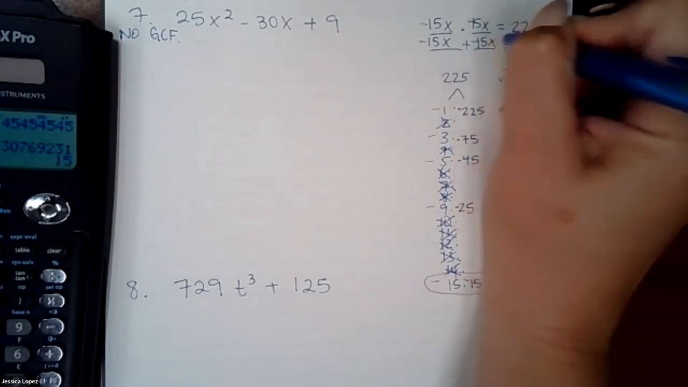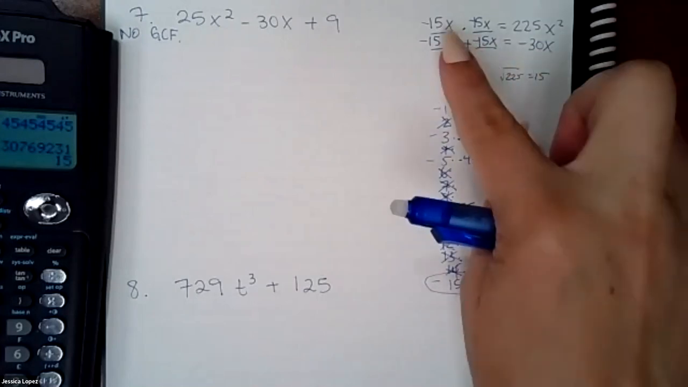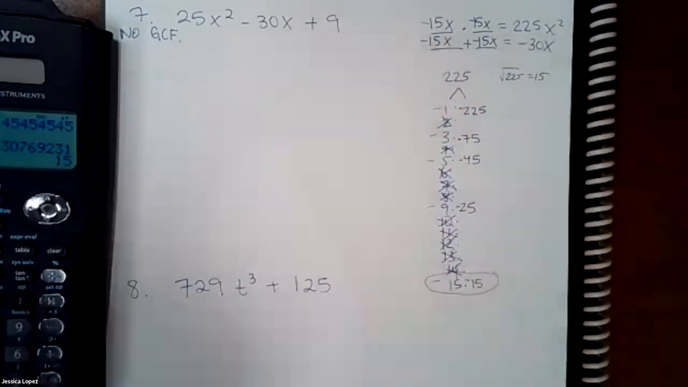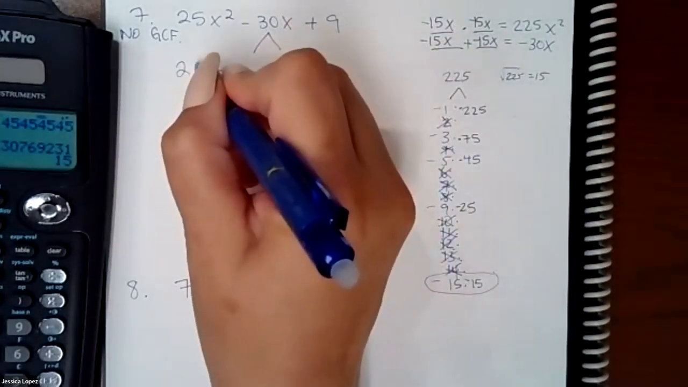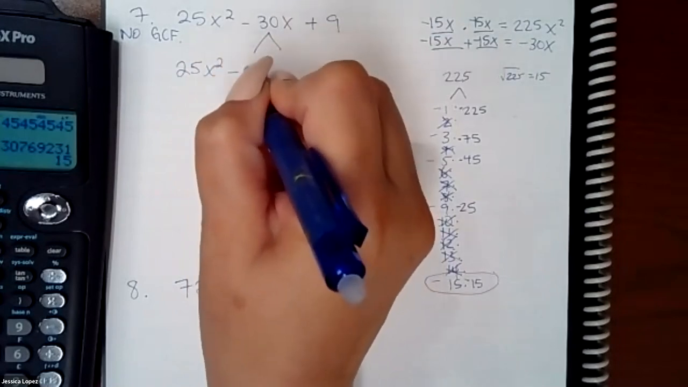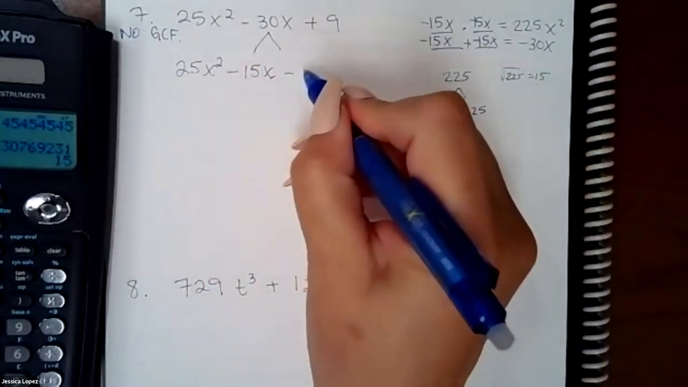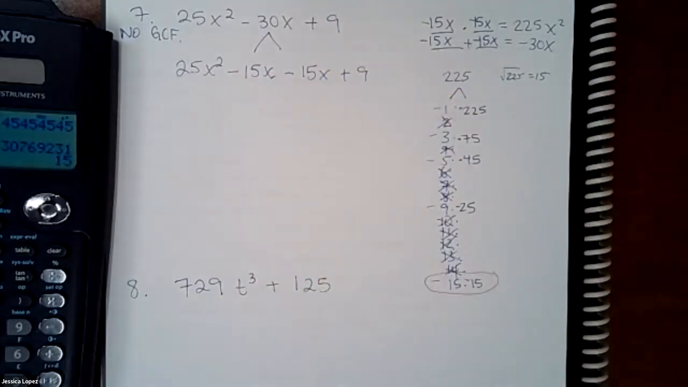And I'm gonna keep going. So do those add to give me negative 30? They do. Do those multiply to give me 225 positive x squared? They do. So we break this guy up. So negative 15x, and then instead of plus and negative, I'm just gonna put minus 15x. It's too messy if you put in double signs.